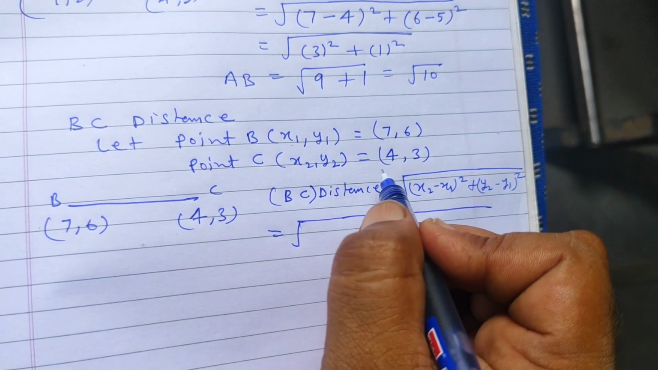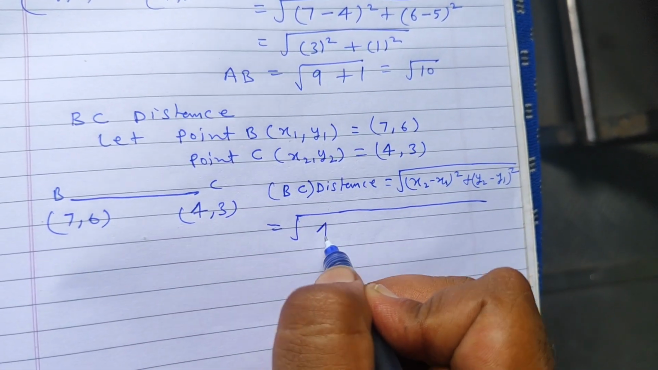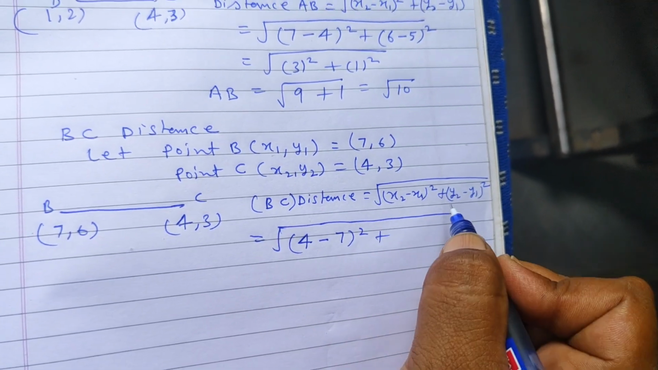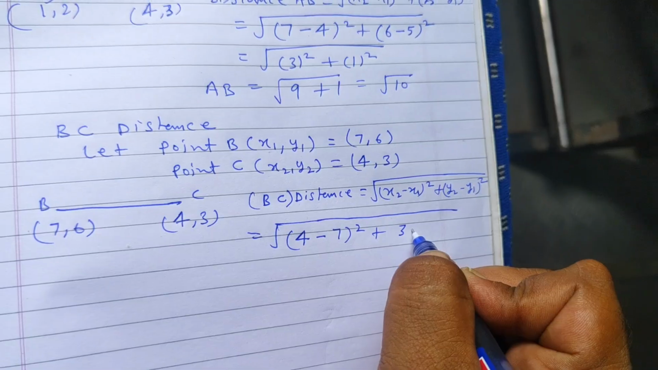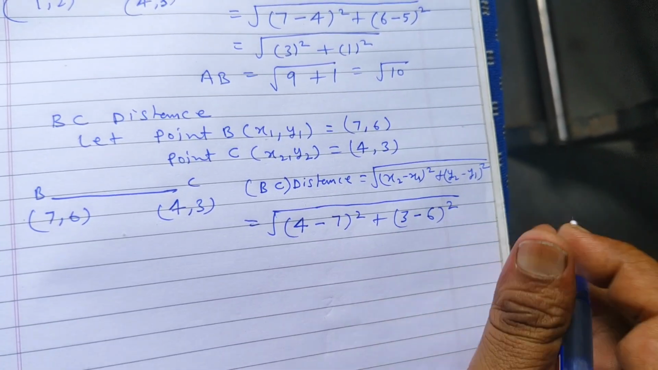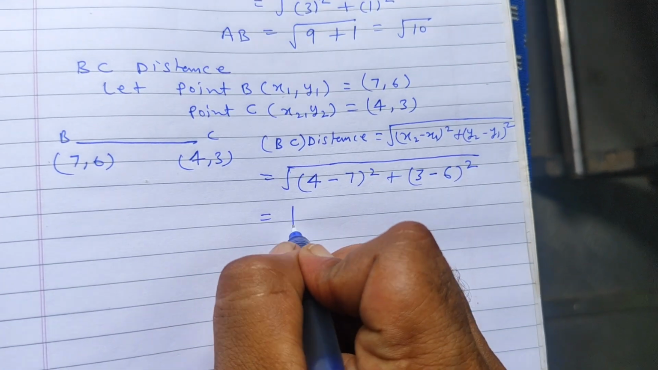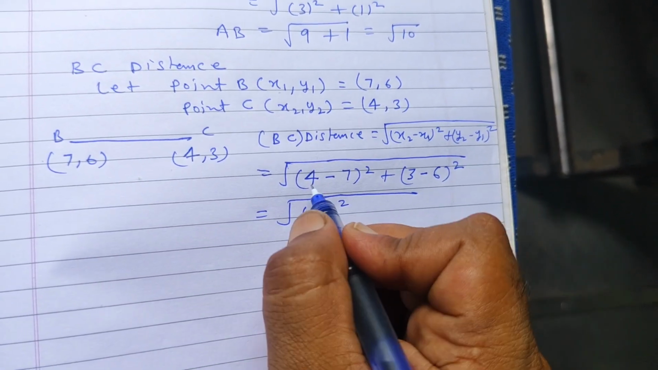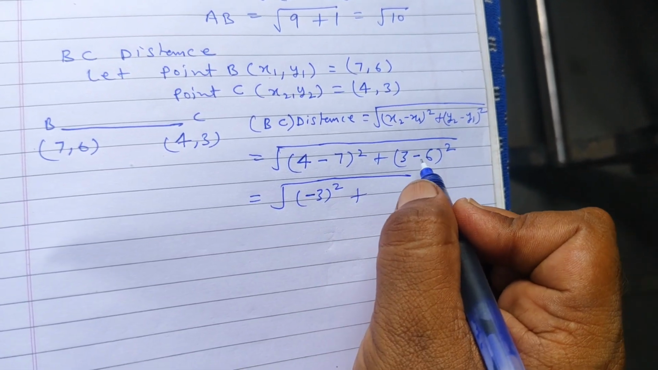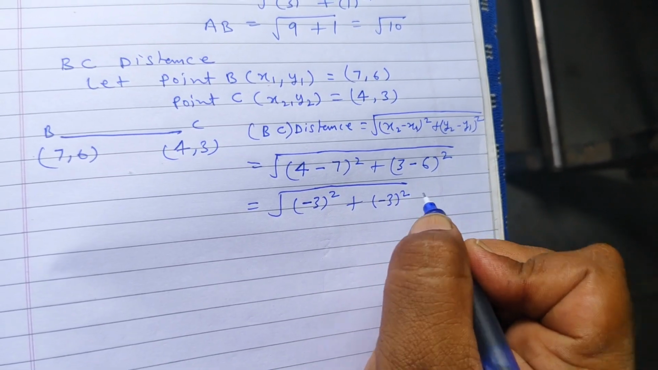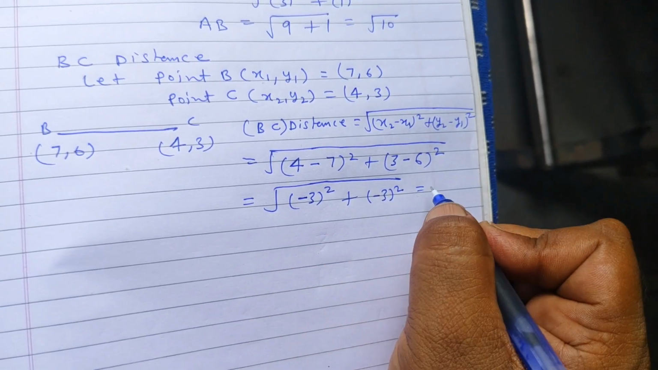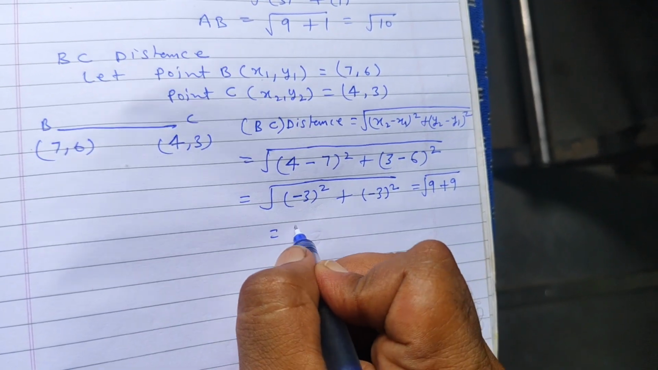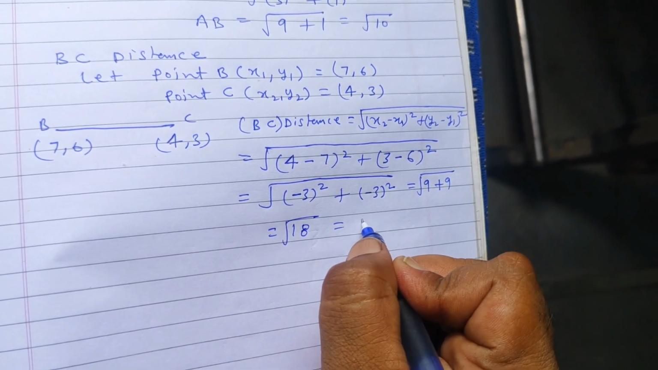x2 is 4 minus 7, y2 is 3 minus 6. 4 minus 7 gives -3, and 3 minus 6 gives -3. So 3 times 3 is 9, plus 9 equals 18, which is 3√2.